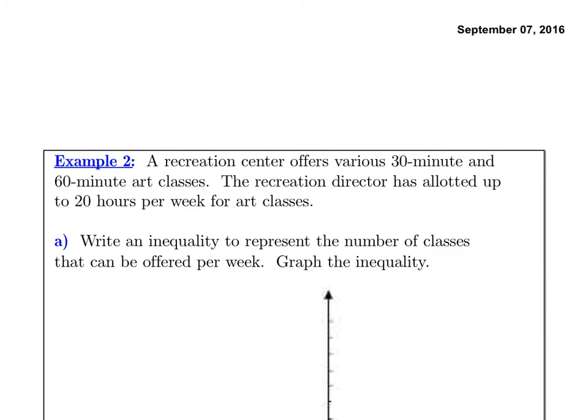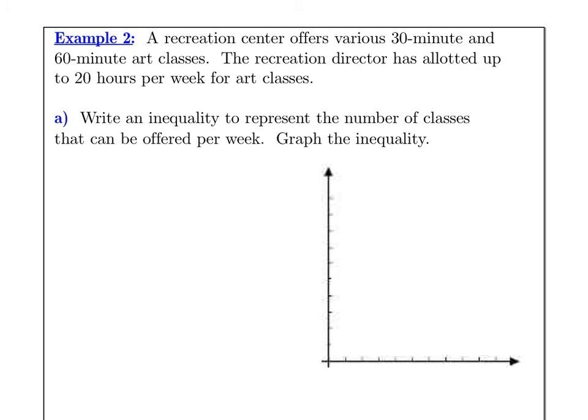Okay, so here is an application problem. It says, a recreation center offers various 30-minute and 60-minute art classes. The recreation director has allotted up to 20 hours per week for art classes. Write an inequality to represent the number of classes that can be offered per week. Graph the inequality. So we see that there are 2 different kinds of classes. One is a 30-minute class and one is a 60-minute class, and it tells me how many hours I have total for classes.